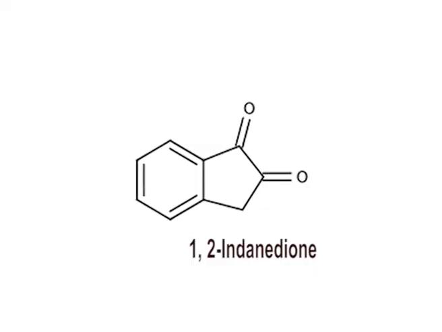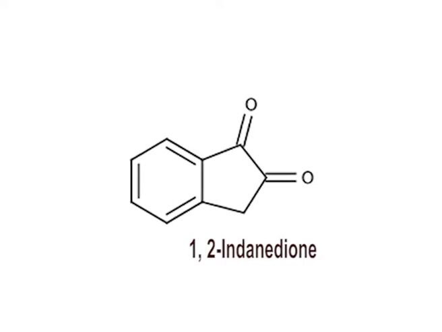The next reagent is 1,2-indanedione. The reagent 1,2-indanedione develops excellent quality fingerprints on porous items by reacting with the amino acid content of sweat residue. It is specifically useful for detecting prints on bank checks and thermal paper. Its structure has been depicted over here.